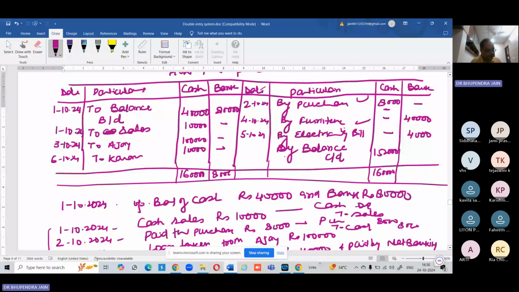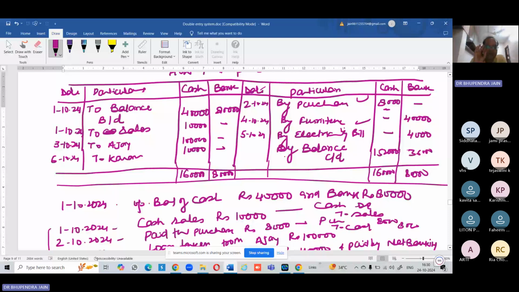Out of 80,000, we made payments of rupees 44,000 during the year, 40,000 for purchase of furniture and 4,000 for paid electricity bill. So now, what is the balance? 80,000 minus 44,000, the balance is 36,000, and this is by balance CD. CD means carried down, and BD means brought down. This is the method to prepare the double column cash book.